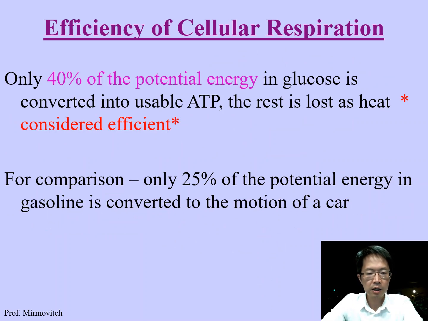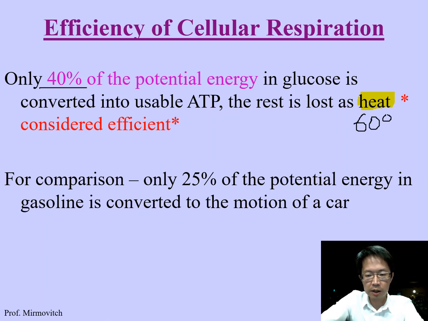And then only 40%, yes, is not efficient. 40% of the potential energy in glucose is converted to ATP. The rest of it is lost as heat. In other words, 60% of the energy becomes heat.